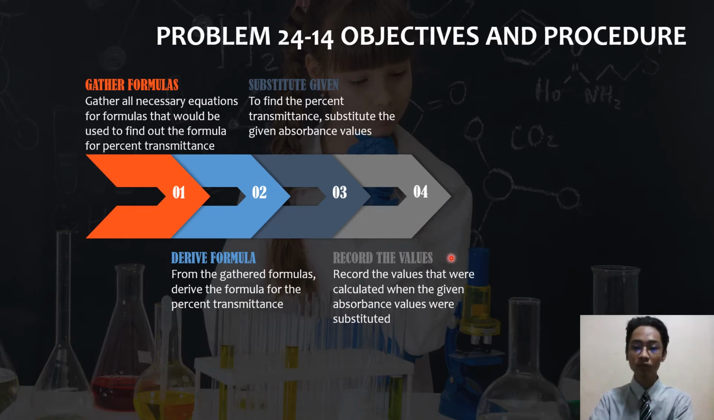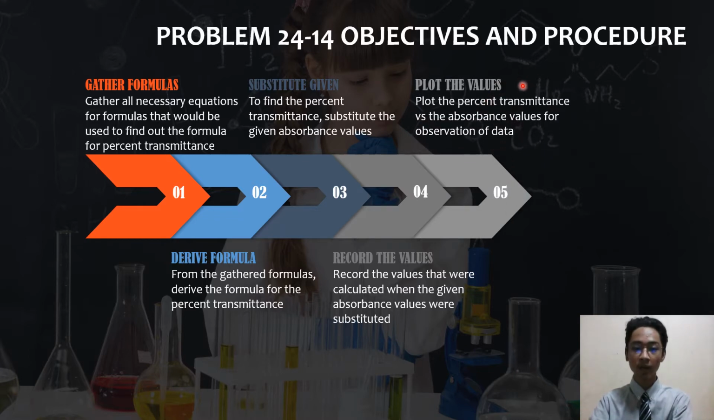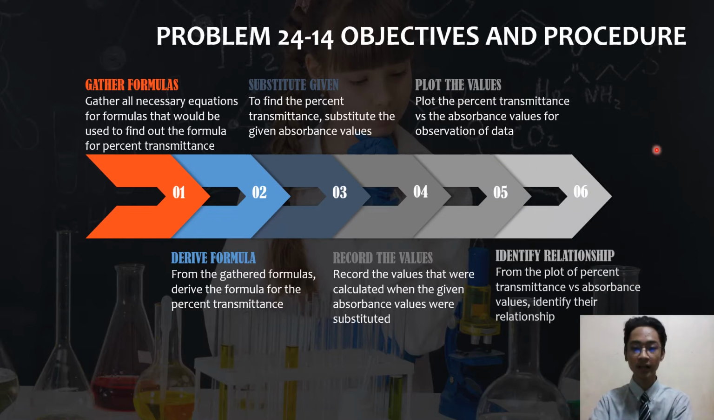Fourth, record the values. Record the values that were calculated when the given absorbances were substituted. Fifth, plot the values. Plot the percent transmittance versus the absorbance values for observation of data. Lastly, identify the relationship from the plot of the percent transmittance versus absorbance values.